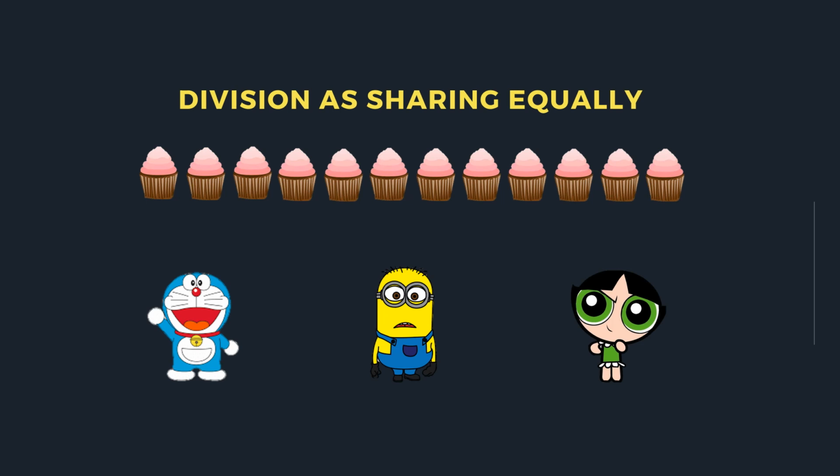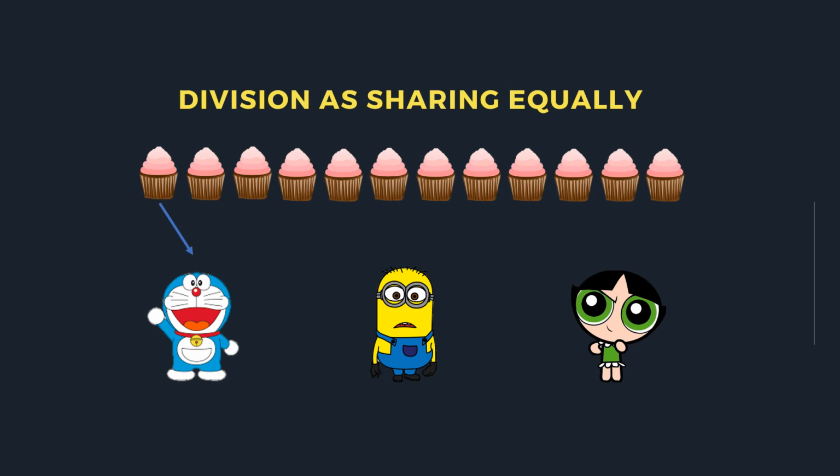Share 12 cupcakes equally among 3 people. We have Doraemon, Minion, and also Buttercup here. They need to share these 12 cupcakes. So, what do we need to do in order to find how many cupcakes each person will get? We are going to divide the cupcakes one by one to each one of them.